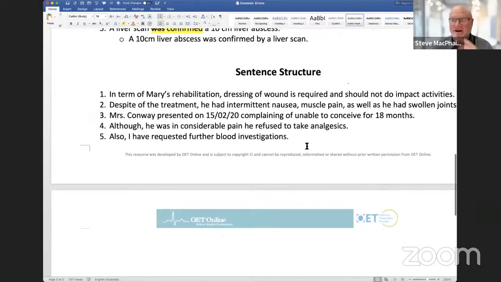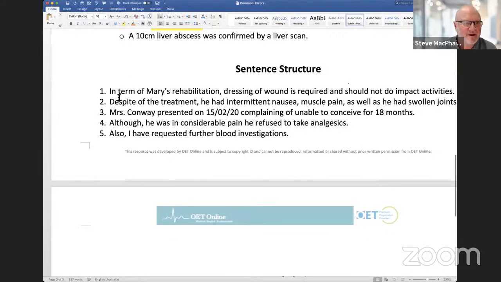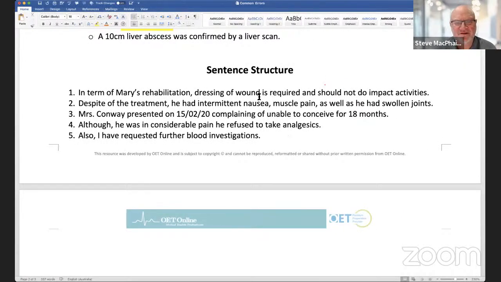All right, let's have a look at sentence structure, everyone. In terms of Mary's rehabilitation, dressing of the wound is required and should not do impact activities. Can you spot it? This is a very common error. In terms of Mary's rehabilitation, dressing of the wound is required and should not do impact activities.